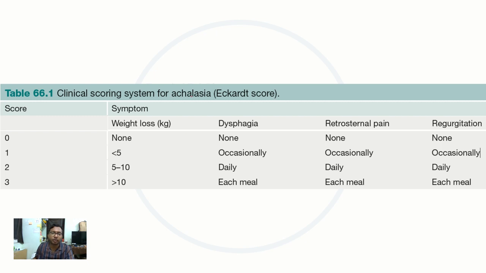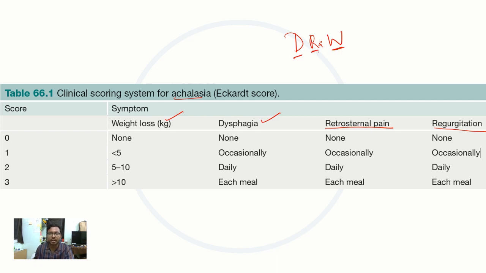So this is Eckhart score. This is for post-treatment score for achalasia cardia. Just remember the components which are present here. So one is weight loss. Then second one is difficulty in swallowing, nothing but your dysphagia. Then third one is retrosternal pain. Then regurgitation. So normally in achalasia cardia, the classical symptoms will be something like DRW: dysphagia, R for regurgitation, W for weight loss.